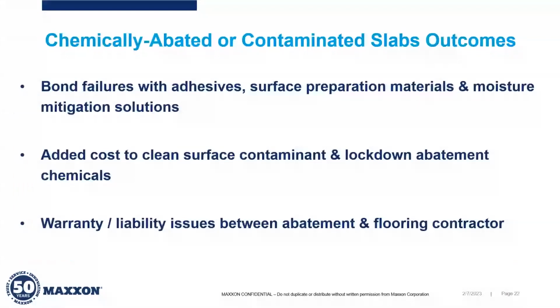Again, hopefully you're starting to see a theme here. Some of the outcomes that you can expect to experience with a chemically abated or contaminated slab: bond failures between adhesives and floor coverings to the surface, any surface preparation materials or mitigation systems. These can all be points of failure with bond if that slab is not treated properly up front. And then you're dealing with added costs to clean the surface contaminant, and then ultimately do something to lock down the abatement chemicals that might have absorbed into the slab during that process.